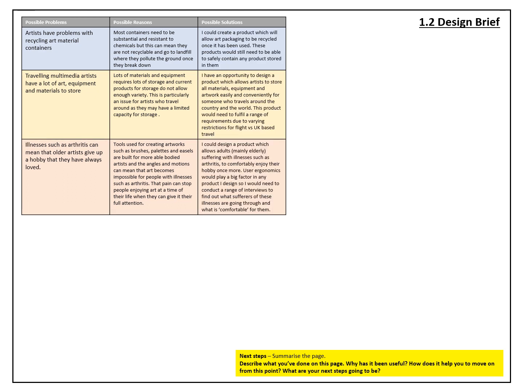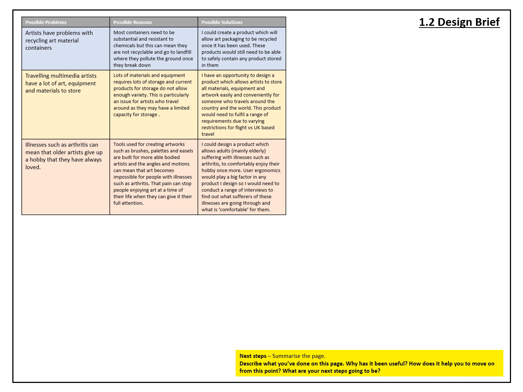And the last column is possible solutions. So here you tell me how you think you might go about solving your problem. You are going to be incredibly vague at this point. I don't want to see "I'm going to design a box that has lots of compartments."